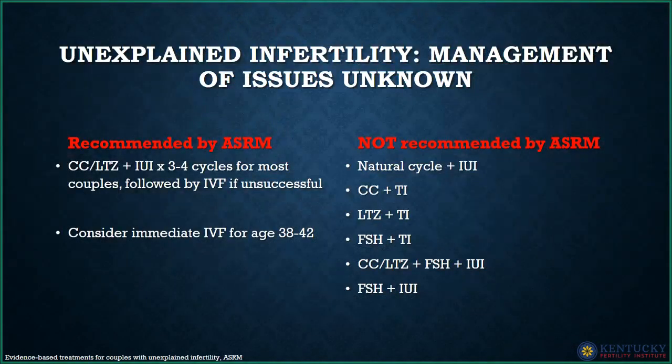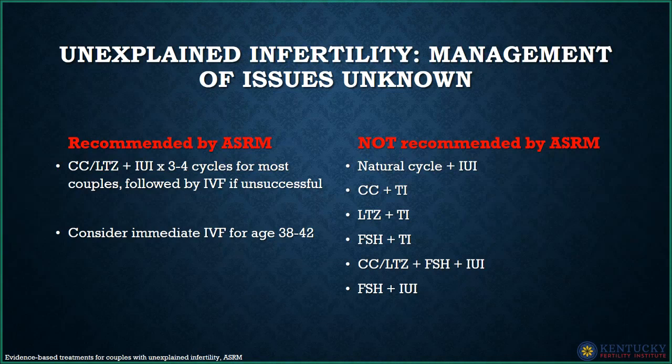Finally, I just want to mention unexplained infertility quickly. This is a large percentage of our patients, up to 30% of couples may have unexplained infertility where everything looks normal with their workup. And so just how we should manage these patients, how we should not manage these patients. ASRM has a great guideline that came out, I think about 2 years ago, that goes over these patients in detail. It's really a nice summary of our literature.